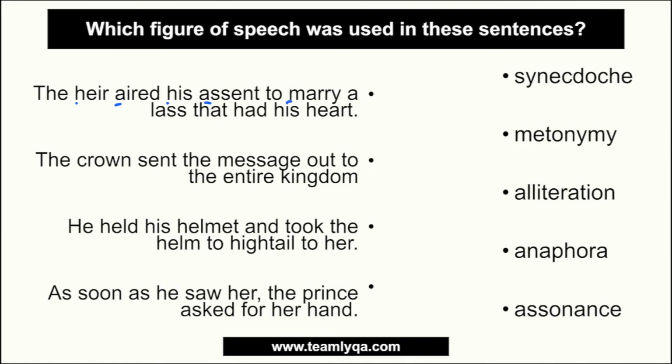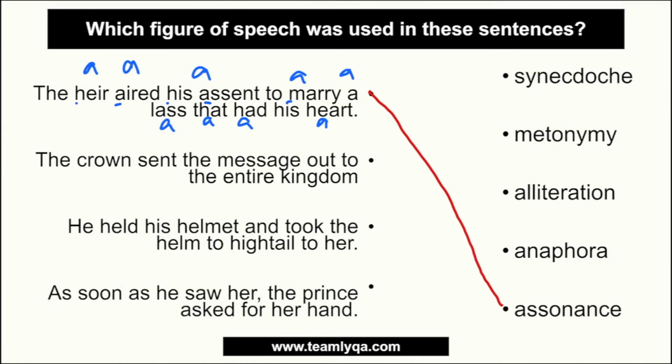Kasi isa-isa lang namang sinabi yung mga words na nandito, no? So, ang idea natin would be, this will be assonance. Now, bakit? Kasi yung air is an A sound. Aired is an A sound. Assent is still an A sound. Marry a lass that had his heart. So, sa isang sentence, meron kang 10 A sounds. So, the answer here, ang kanyang figure of speech ay actually assonance. Alright? Now, dito tayo sa kasunod.